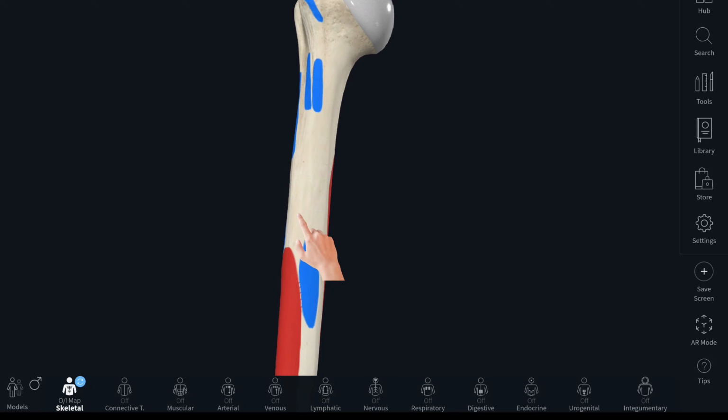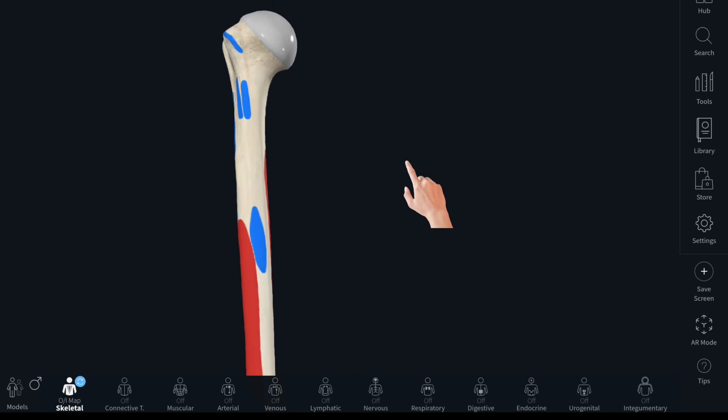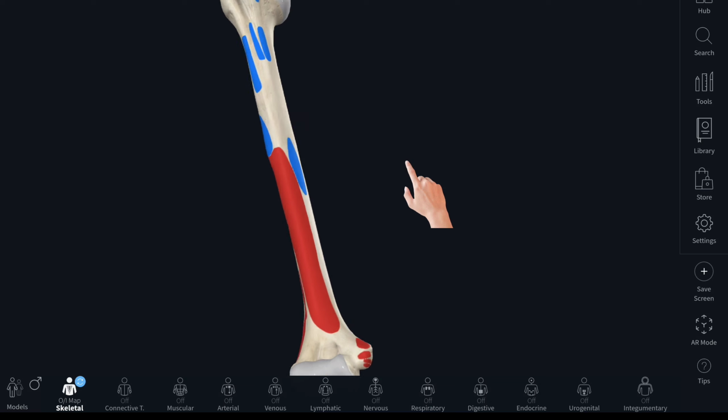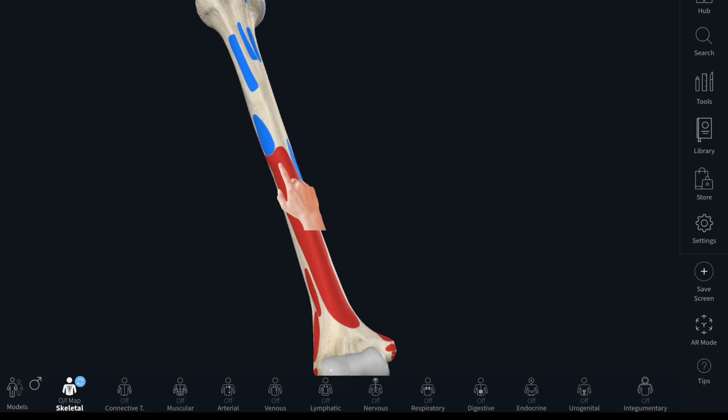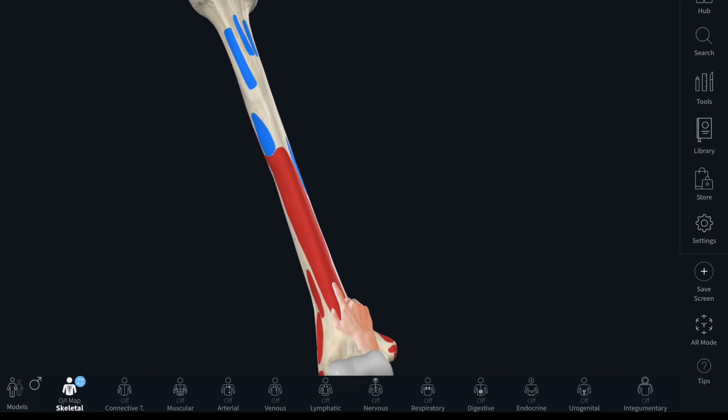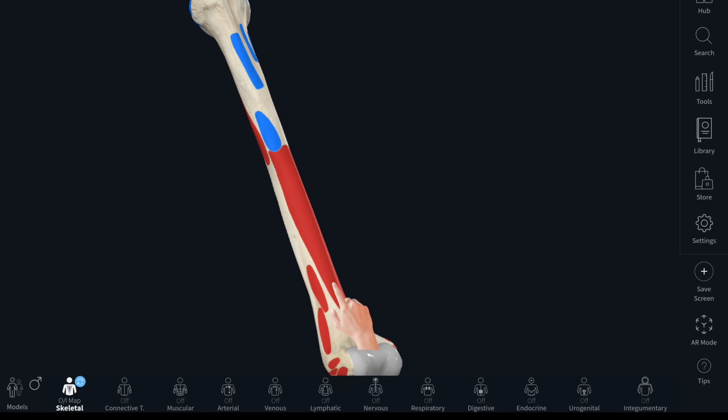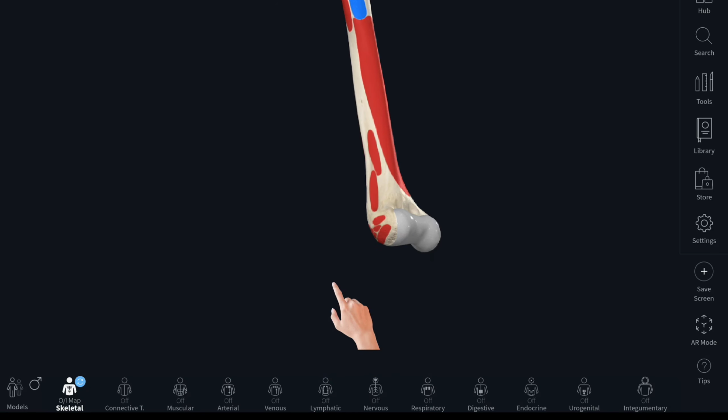The coracobrachialis is inserted into the rough area on the middle of the medial border. The brachialis arises from the lower halves of the anteromedial and anterolateral surfaces of the shaft. Part of the area extends onto the posterior aspect. The brachioradialis arises from the upper two-thirds of the lateral supracondylar ridge.